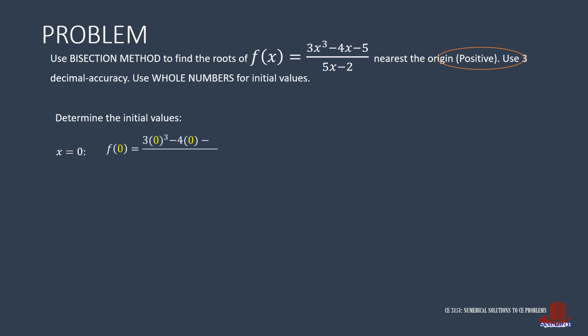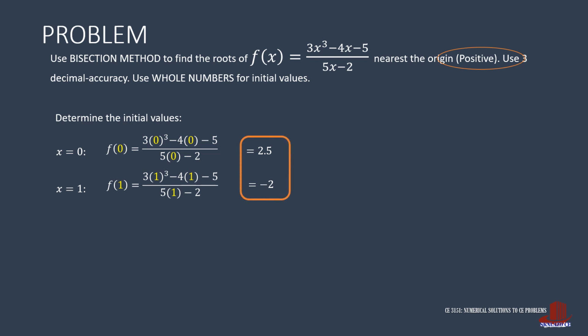By placing 0 as x, the function becomes 3 times 0 cubed minus 4 times 0 minus 5, all upon the binomial 5 times 0 minus 2, which results in positive 2.5. Next, we assume x as 1. The function then becomes 3 times 1 cubed minus 4 of 1 minus 5 all over 5 times 1 minus 2, which results in negative 2.